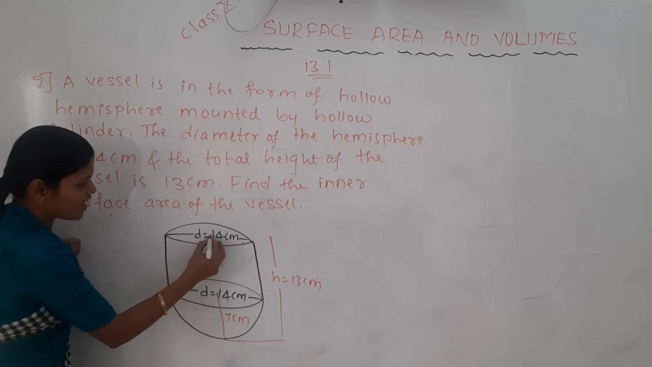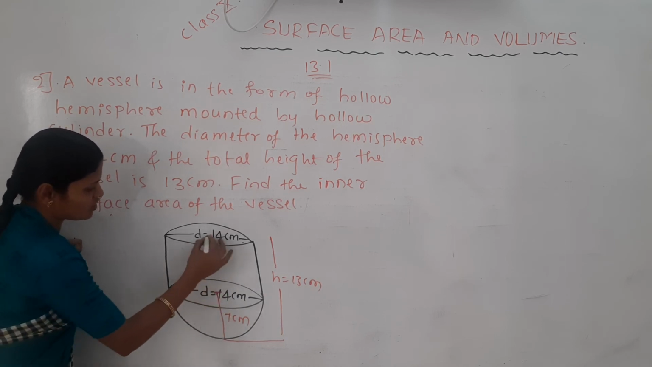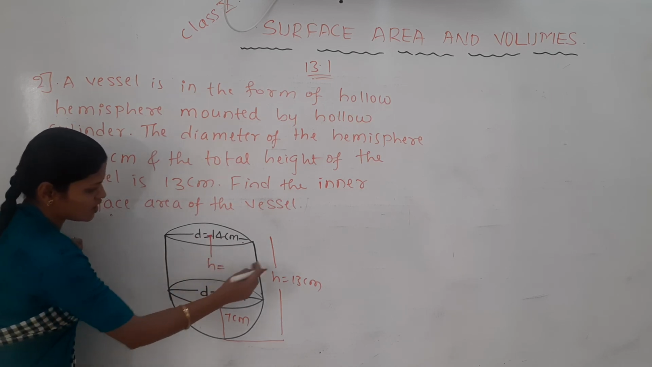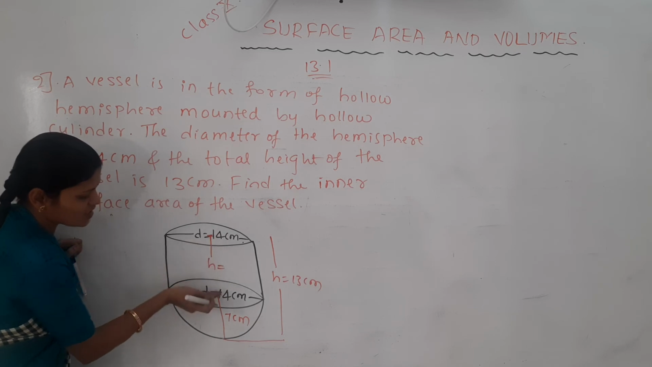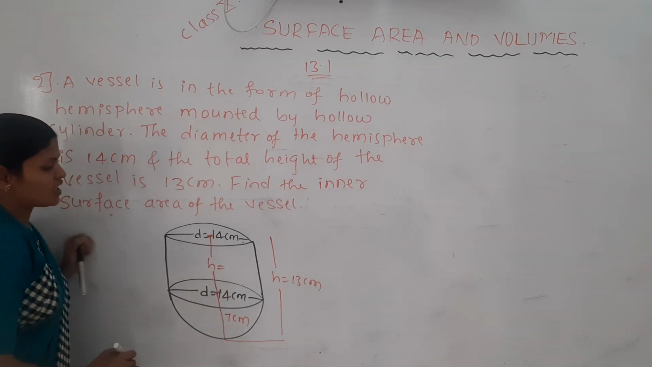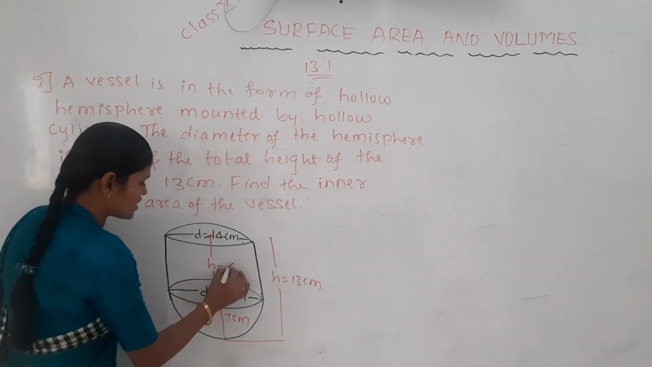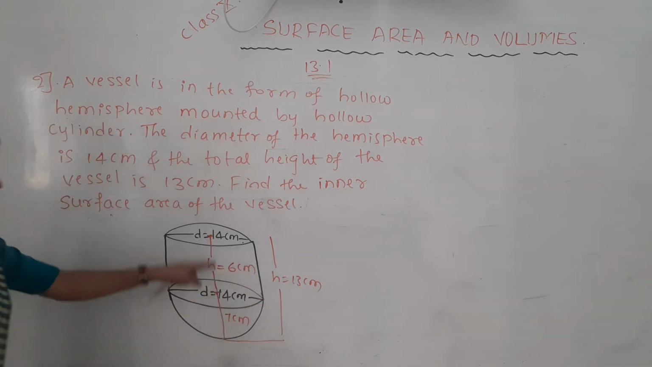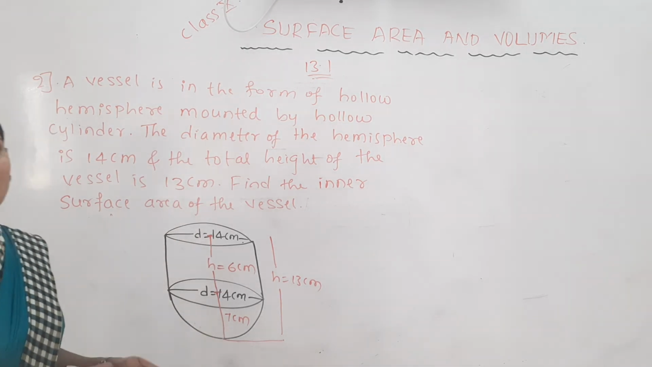Then, can you find the height of the cylinder? From here to here is the height of the cylinder. In 13 centimeter, if you remove the radius, you will get the height of the cylinder. In 13, if you remove 7 centimeter, you get 6 centimeter, which is the height of the cylinder, and 7 centimeter is the radius of the hemisphere.